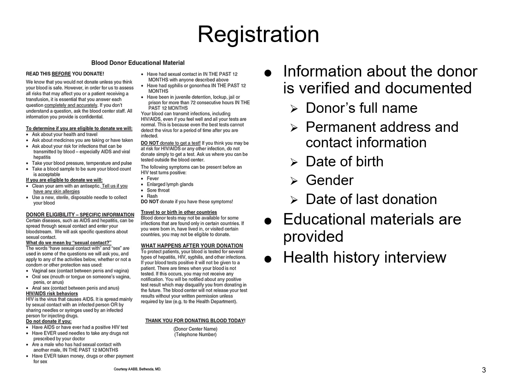Whoever is registering the donor will get information like the donor's full name, their permanent address and contact information, date of birth, their gender, and the date of their last donation. They will compile all of this data as well as provide the donor with educational materials. You can see an example of the educational materials provided to the donor here in this image.